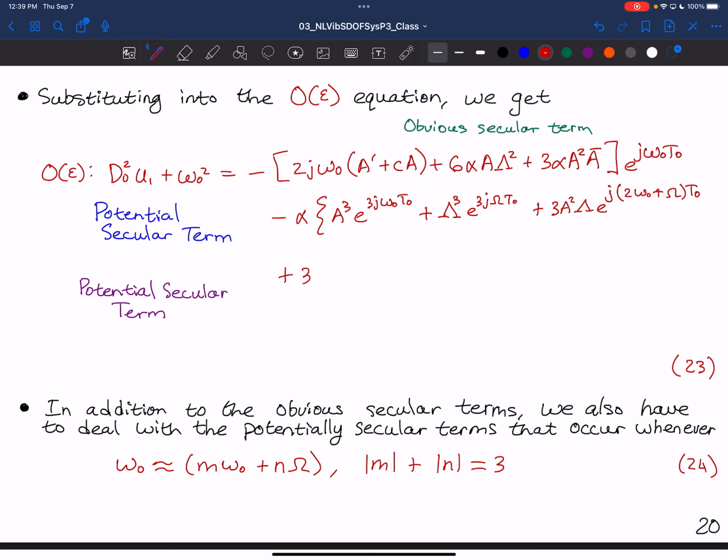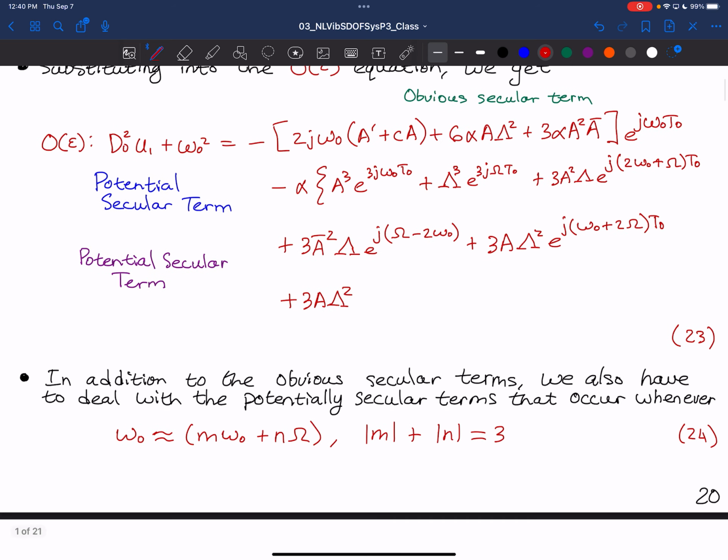plus 3 a bar squared times lambda times e to the j times the quantity capital omega minus 2 omega 0 times t0, plus 3a times lambda squared times e to the j times the quantity omega 0 plus 2 capital omega times t0, plus 3a times lambda squared e raised to the j times the quantity omega 0 minus 2 capital omega times t0.